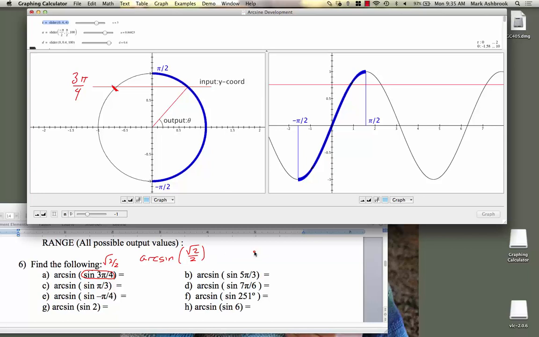It has to be in the range of what angles? From what to what? Negative pi over 2 to pi over 2. There's one angle between negative pi over 2 and pi over 2 that gives us a vertical height of radical 2 over 2. It's this angle right here, to get us this spot on the circle, which is pi over 4. Please know this. So the answer is not 3 pi over 4 because of this restriction on the angles. When you do the arc sine, it has to be pi over 4.